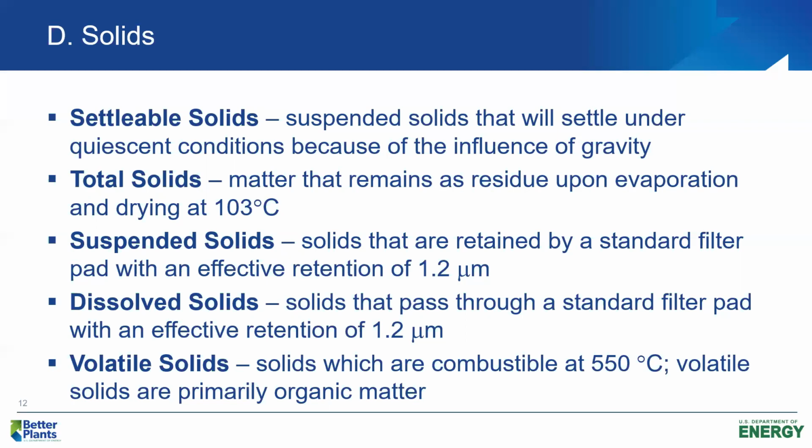Total solids, which is all of the solids in the wastewater, the dissolved and the suspended solids, total solids in medium strength municipal wastewater will be about 800 milligrams per liter. Suspended solids will be about 200 milligrams per liter, and dissolved solids will be about 600 milligrams per liter.